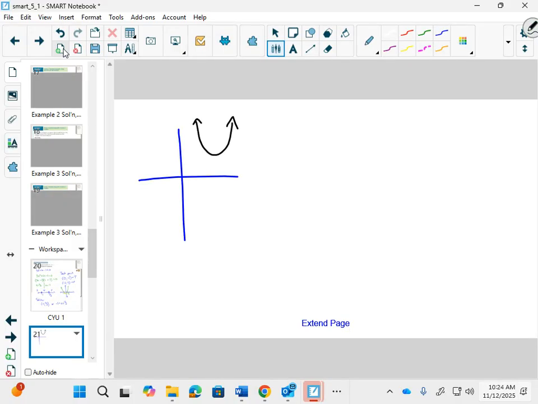There's my parabola. No x-intercepts. And if it said, when is the parabola bigger than 0, it would be always true.